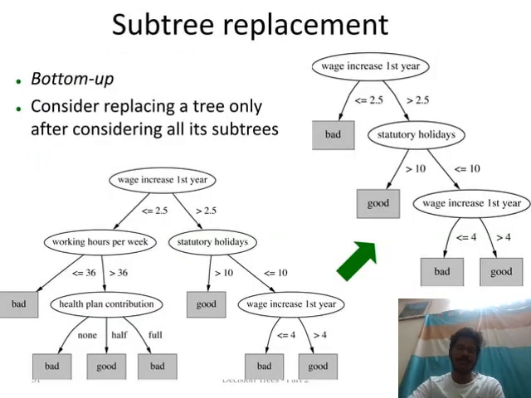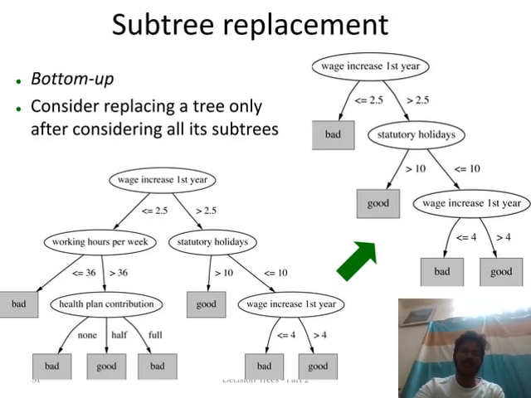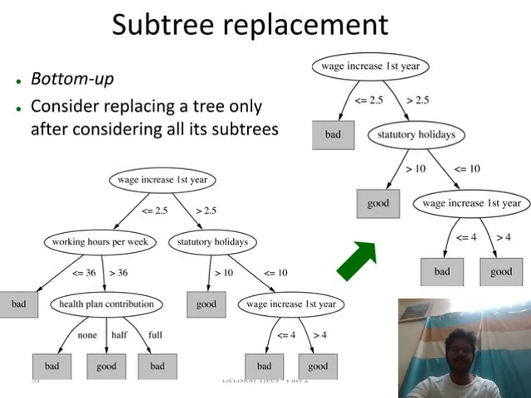And this is a separate example where we have taken the subtree replacement, and firstly we are taking the first node, which is wage increase in first year, and start with holidays and wage increase in first year.